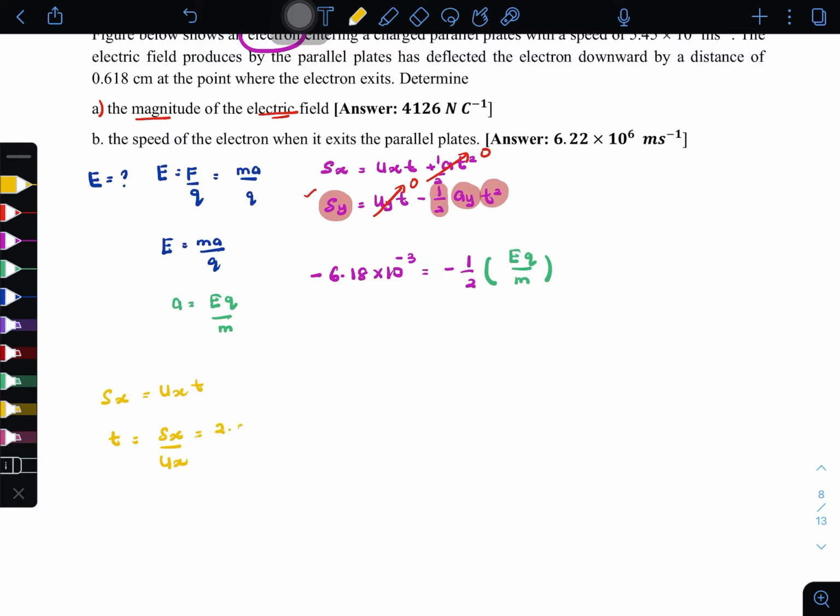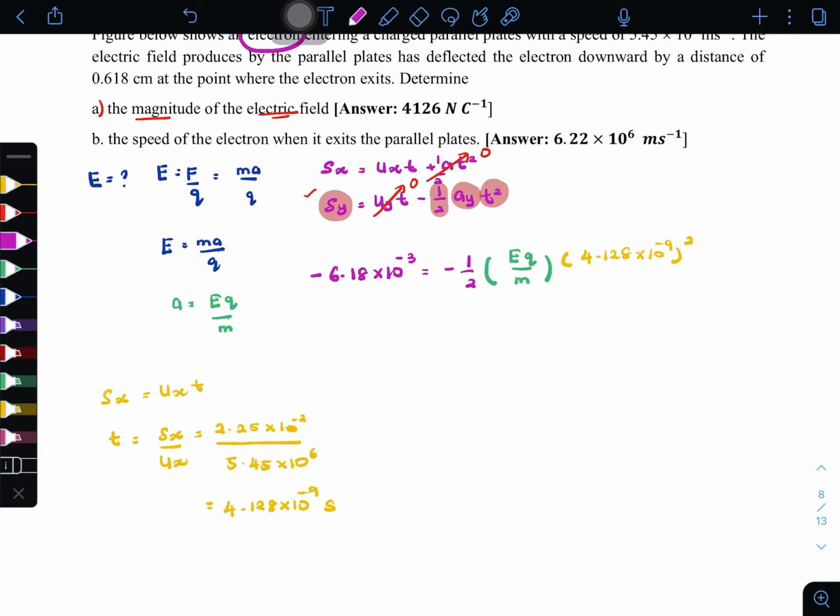So SX ialah 2.25 exponent negative 2 divided by UX 5.45 exponent 6. So saya akan dapat nilai T is equals to 4.128 exponent negative 9 second. So times T here, 4.128 exponent negative 9 square.